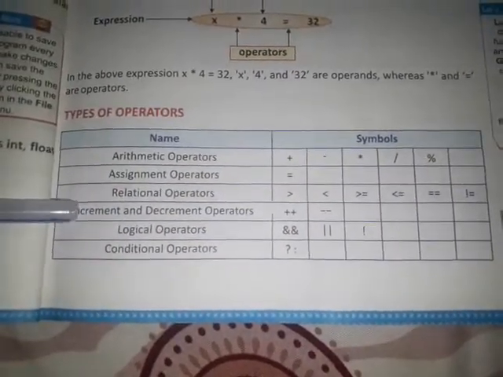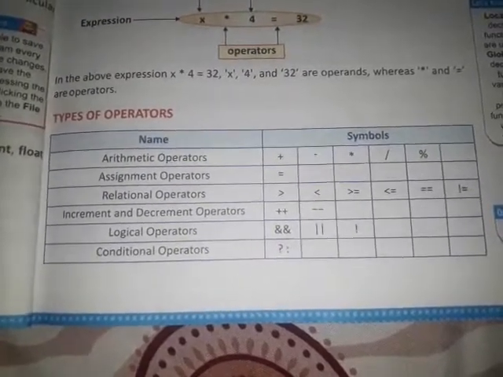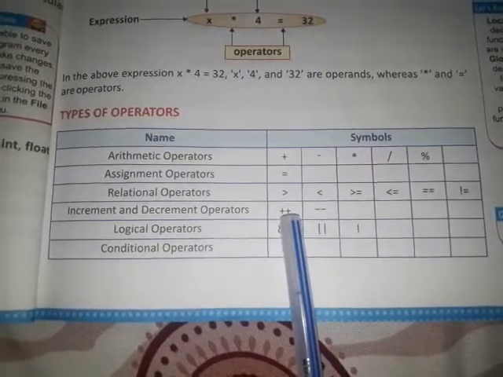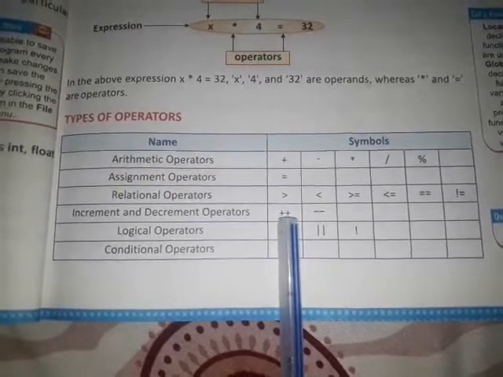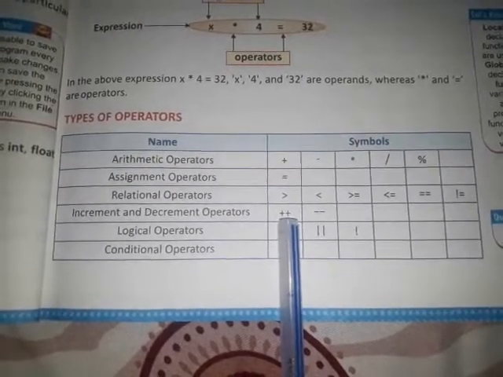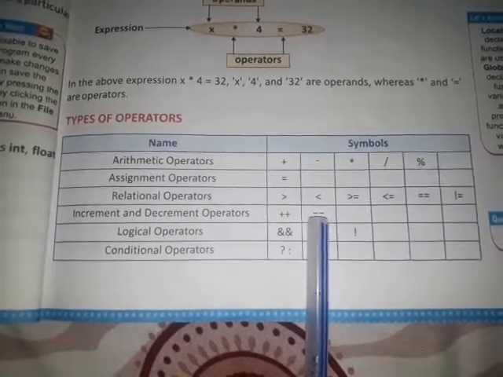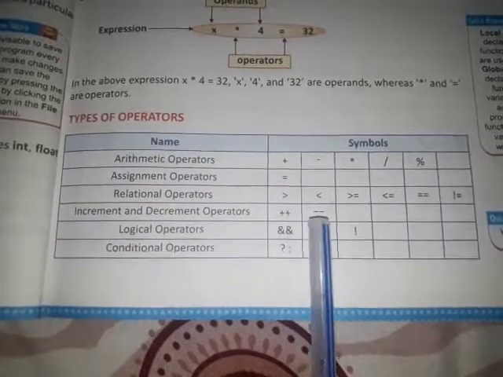Then next are the increment and decrement operators. There is the increment operator, plus plus, and the decrement operator. The increment operator increases a numeric value by 1, and the decrement operator decreases the numeric value by 1. So that's why they are called increment and decrement operators.